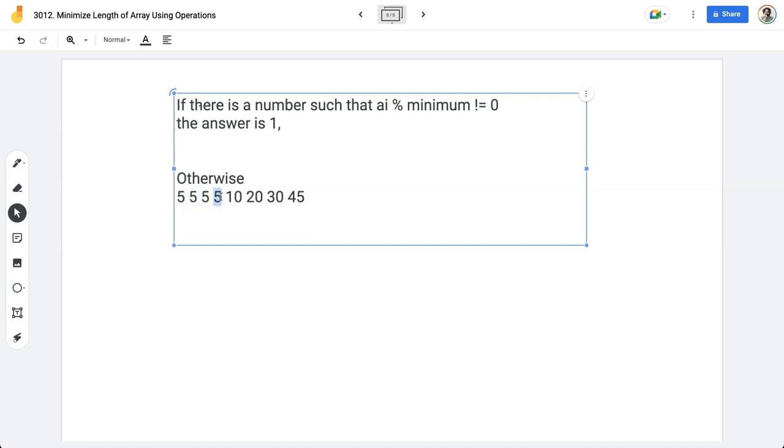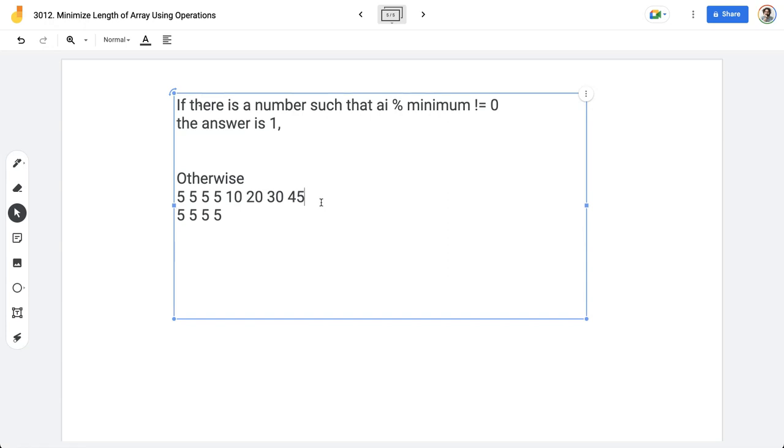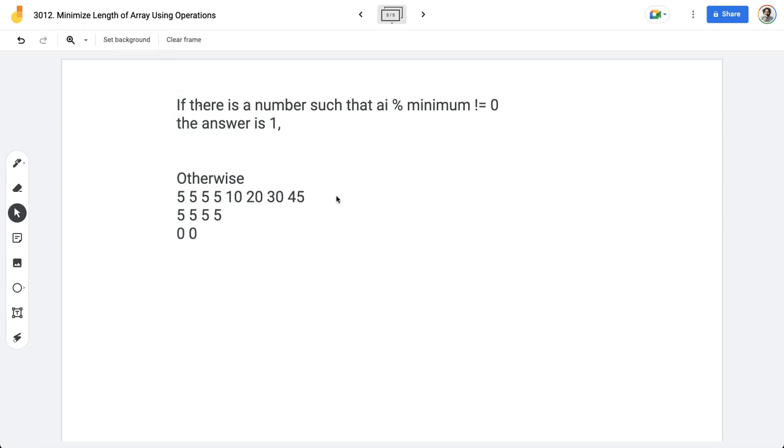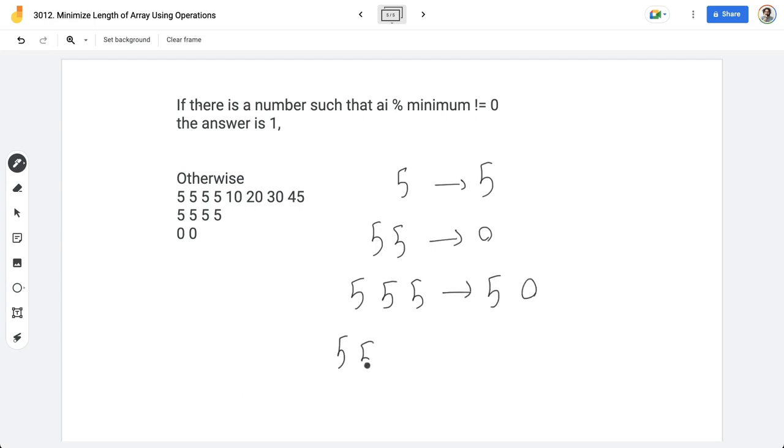So here the answer is take one of the 5s, eat the rest of the array. So this becomes 5, 5, 5, 5. And now let the 5s fight with each other and eat each other. In this example, the first two 5s become 0, and the second two 5s become 0. So the answer is 2. In general, if you have one 5, you can't do anything, it's just one 5. If you have two 5s, you can have a 0, one 0. If you have three 5s, you can have a 5 and a 0. And if you have four 5s, you can have two zeros.